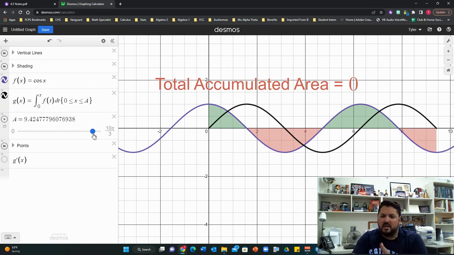Now, some of you may be looking at that black graph and it may look familiar to you. That's because that's the graph of sine of x, which should make sense. The integral of f of t, or the integral of cosine, is sine of x.